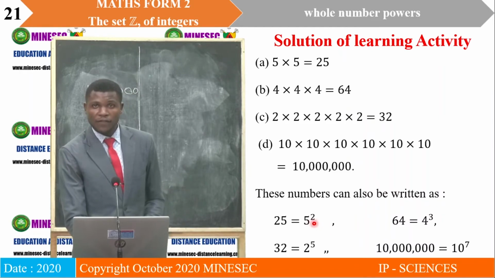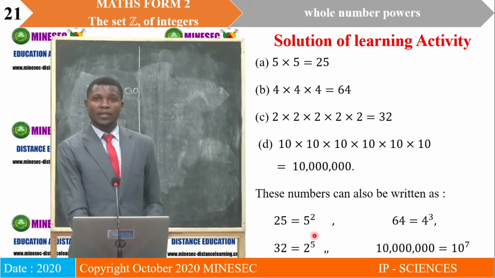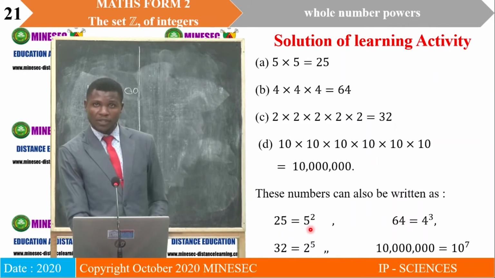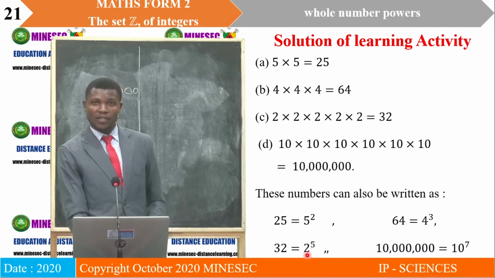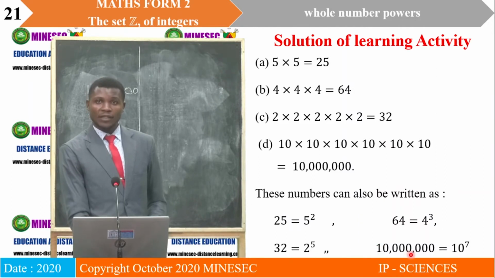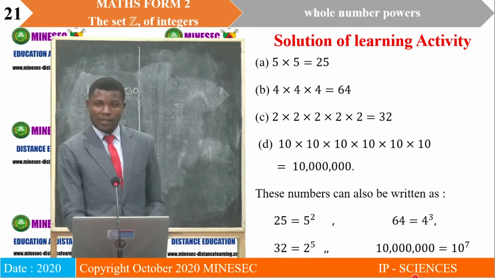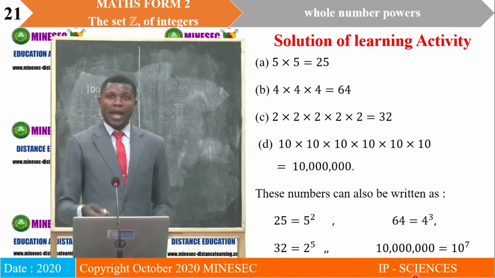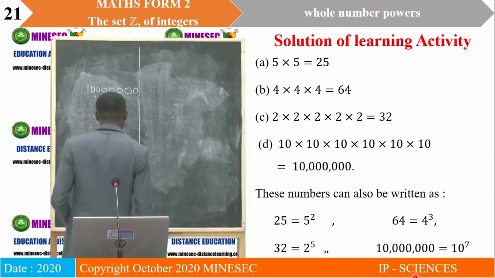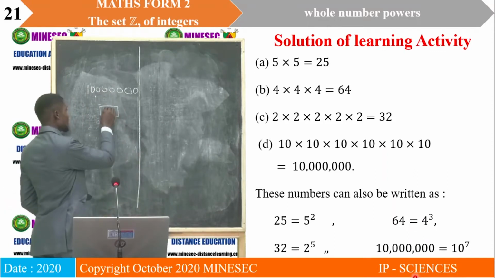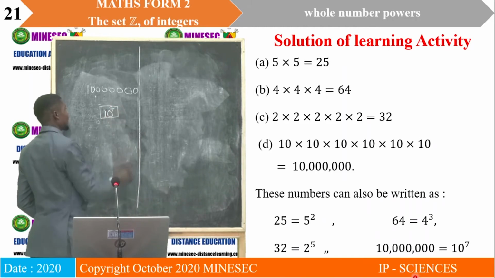If you look at 25, you see that 25 can be written in the form 5 with a small 2. Just look at how we have written 25 here. Look at how we have written 64. Look at how we have written 32. And look at how we have written the 10 million, which was in our problem. Now, look at this form in which we have written this 10 million, and let's try to fit it in the box that was given to us. If we try to fit it in the box, you will see that this 10 million can conveniently enter into this box that we have here.